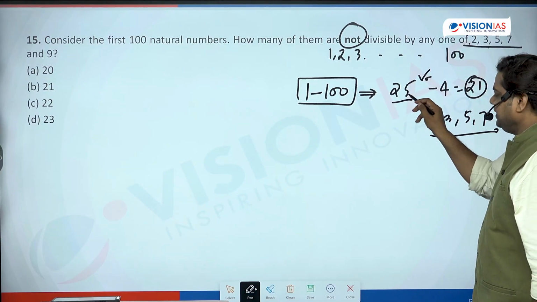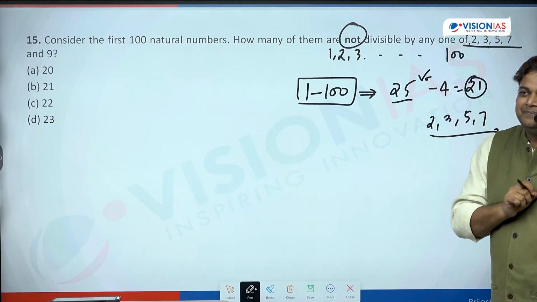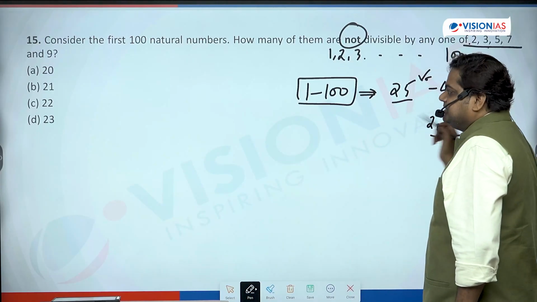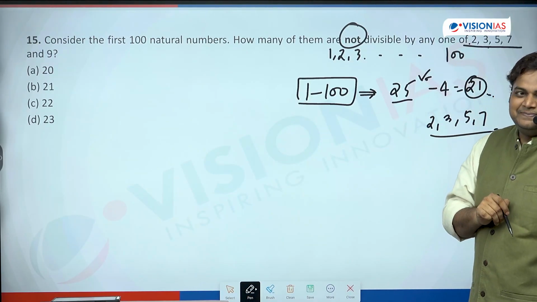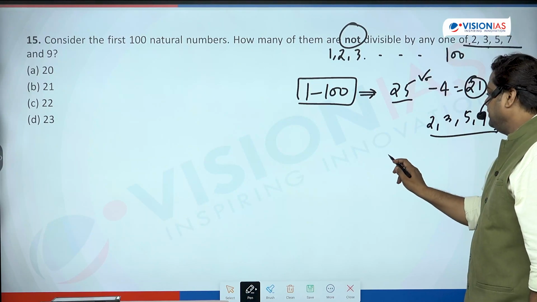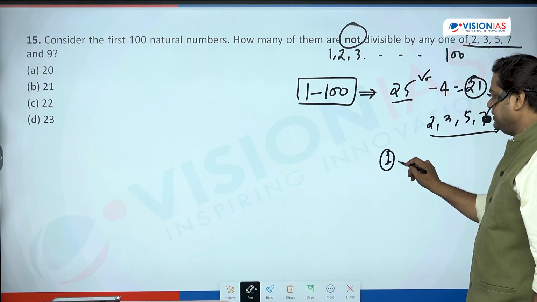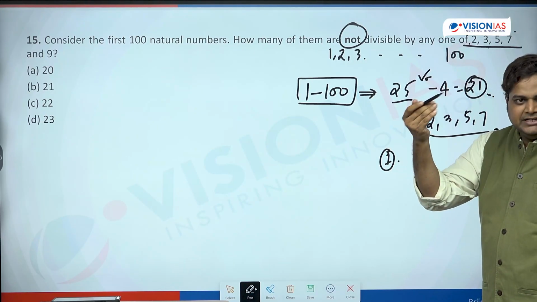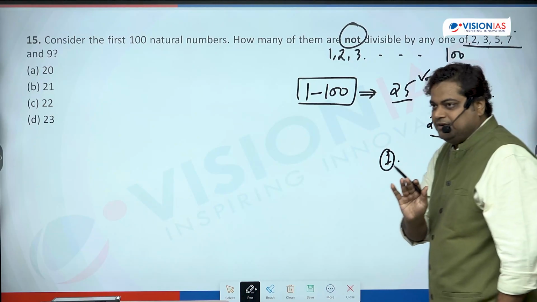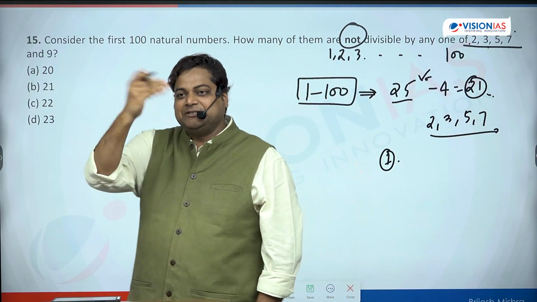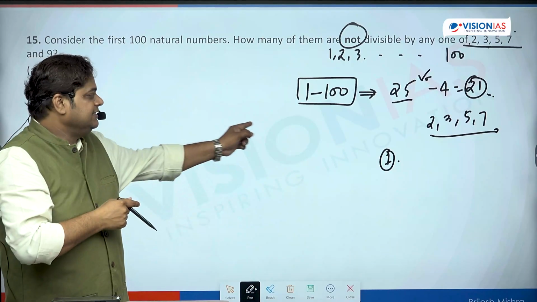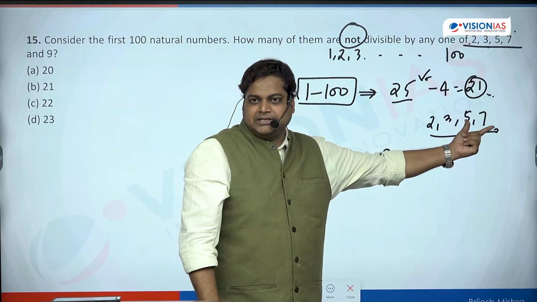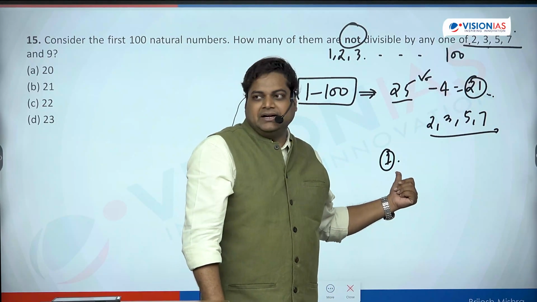But in these 25 prime numbers, 1 is not there. So 1 and 0 are creating problems everywhere. So it seems the answer is 21, and 21 is there in the options. But we need to include 1 also. 1 is the number which is not divisible by 2, 3, 5, 7 and 9. Everyone, 2, 3, 5, 7, 9, is divisible by 1, but 1 is not divisible by these numbers. So total 25 prime numbers, out of which we have excluded these 4 prime numbers, giving 21, and added this one number, 1, which is not a prime number.